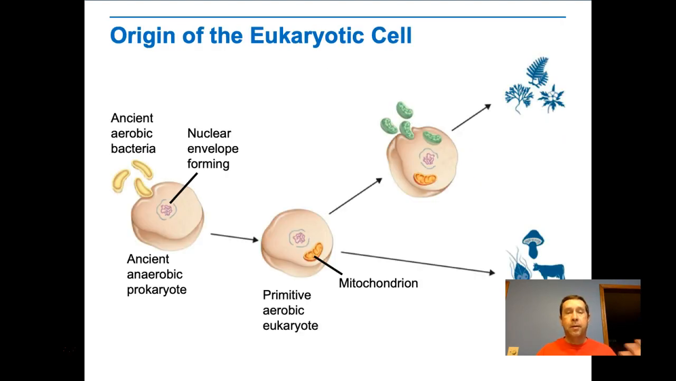You have ancient aerobic bacteria, you have an ancient anaerobic prokaryote. It traps the DNA in a protonucleus. It traps a cell like a sulfur bacteria, purple bacteria that could become the mitochondria, or some kind of photosynthetic organism that became the chloroplasts. And eventually those gave rise to all of the eukaryotic cells that we see today.